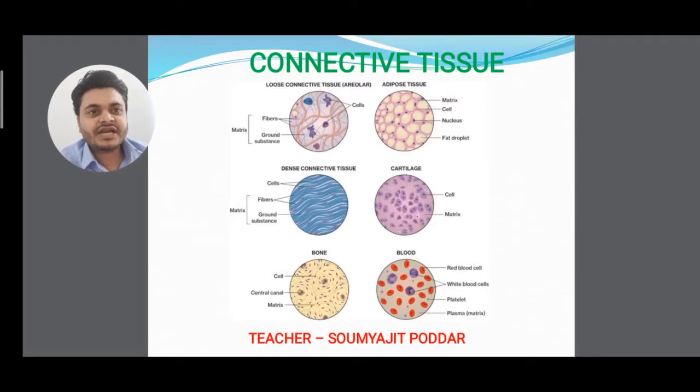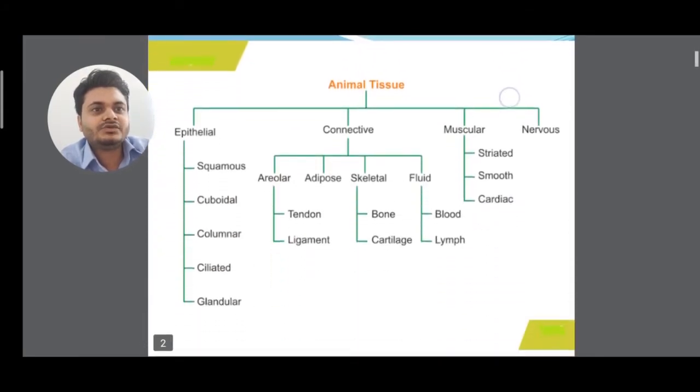Let's start. I have given diagrams of different connective tissues: loose connective tissue, dense connective tissue, adipose tissue, cartilage, bone, blood will come clear. We'll see ligament and tendon, all of which are in connective tissue. So let's proceed. This is the entire flowchart that I also gave in the last class. You can see we have already completed it.